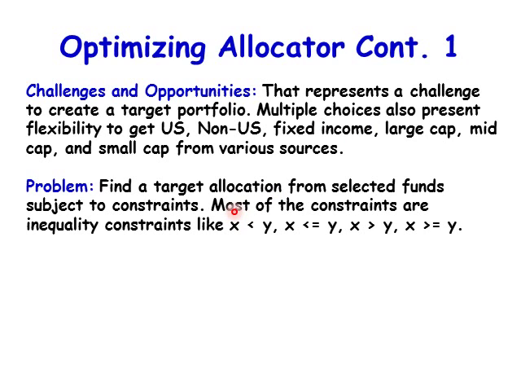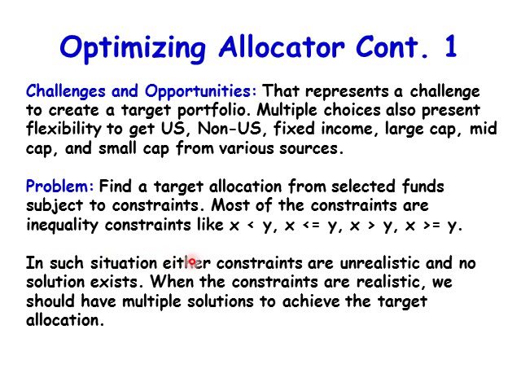Then the constraints, most of which are inequality constraints, like x is less than y, x is less than or equal to y, or x is greater than y, or x is greater than or equal to y. In such a situation, either the constraints are unrealistic and no solution exists, so there is no way we can make a target allocation, or there may be some conflicting constraints.